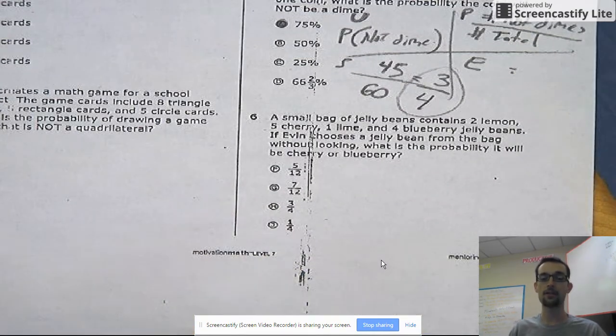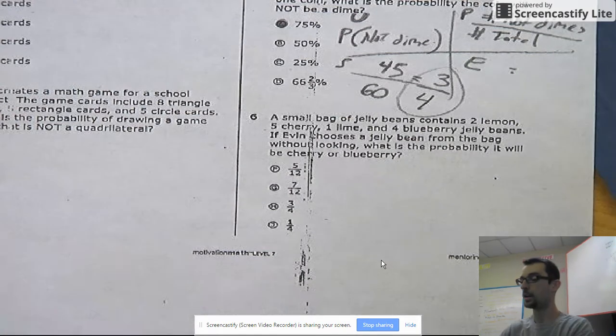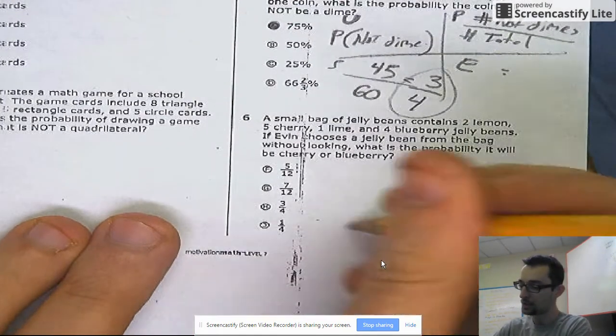A small bag of jelly beans contains 2 lemon, 5 cherry, 1 lime, and 4 blueberry jelly beans. If Evan, interesting spelling, Evan, chooses a jelly bean from the bag without looking, what is the probability it will be cherry or blueberry? Okay. Let's set up my UPSY.